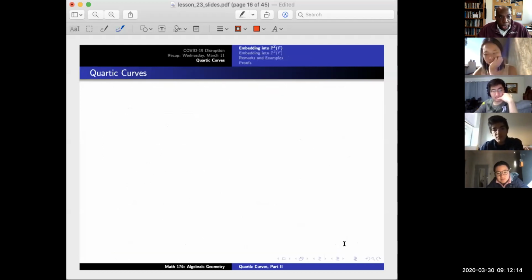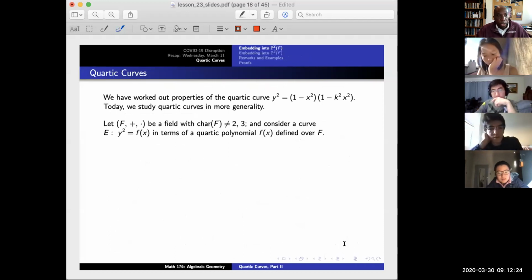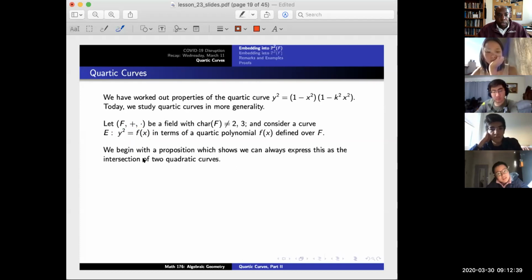So again, the goal for today is to try to do all of this now in complete generality. Let's set things up in the following way. We've worked out properties with this quartic curve. Again, we're going to fix characteristic different from 2 and 3, and let's consider this slightly more general case, y squared is equal to f of x, where f of x will be a quartic polynomial. So what I want to do is consider first a proposition that allows us to do exactly what we did before. We're going to take our curve and try to embed everything into P3.